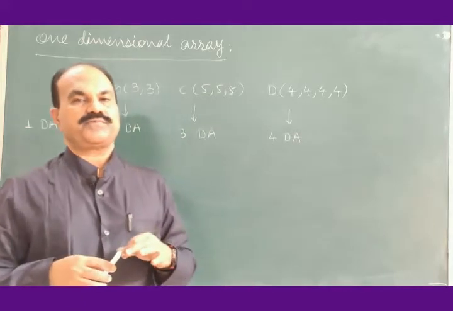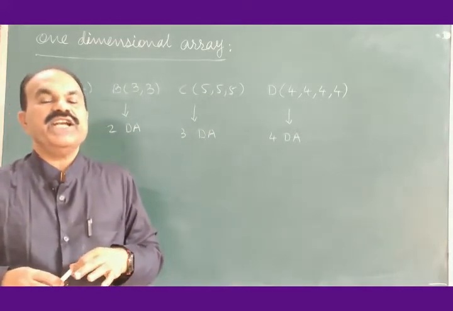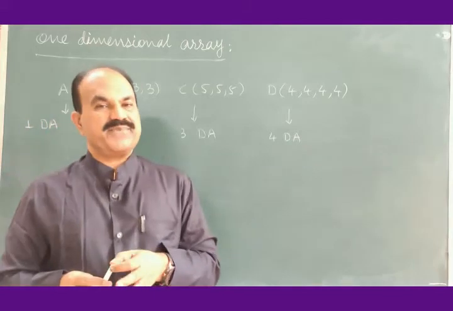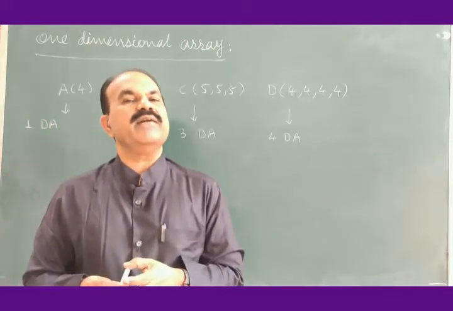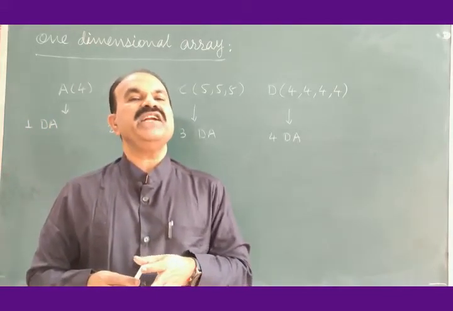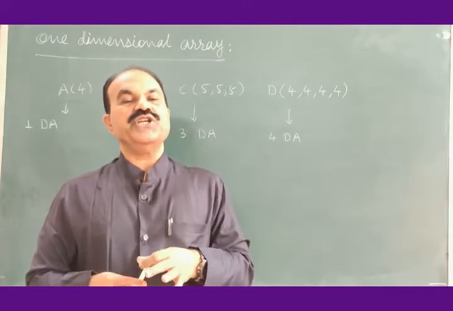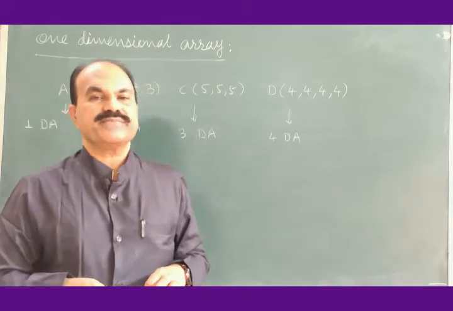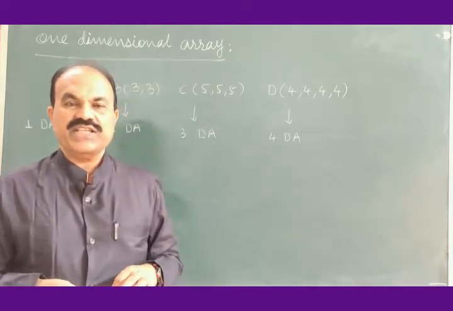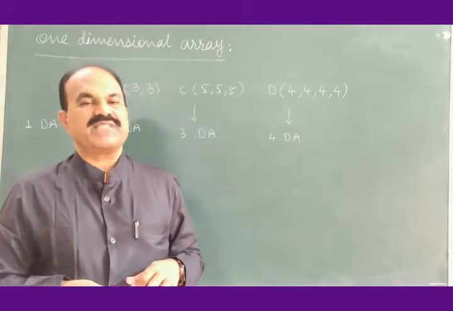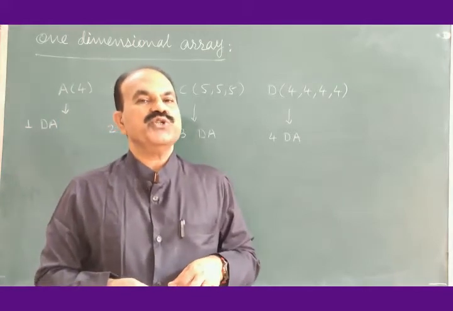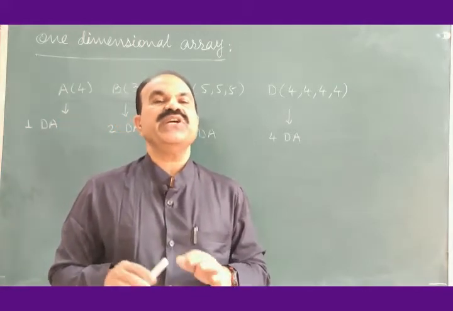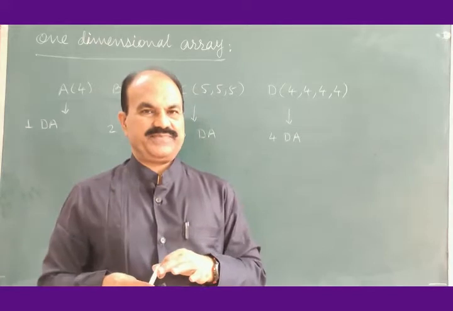Second rule: the integer used for subscripts in the subscripted variable should not be negative, it should be positive. So the second rule is the subscripts used for subscripted variables should be positive integers.